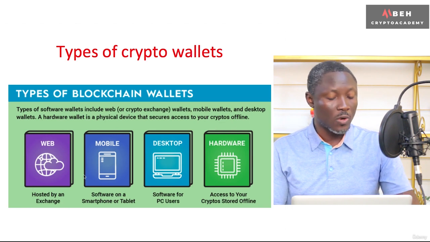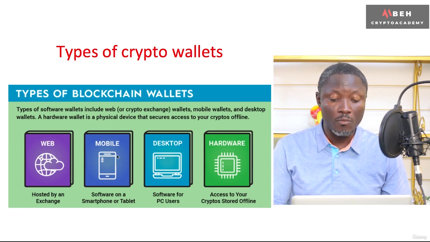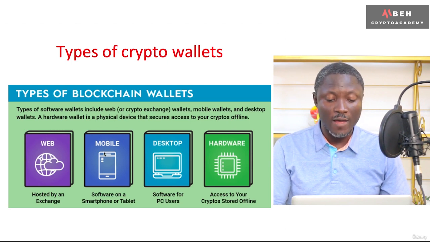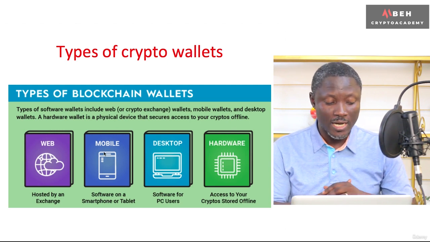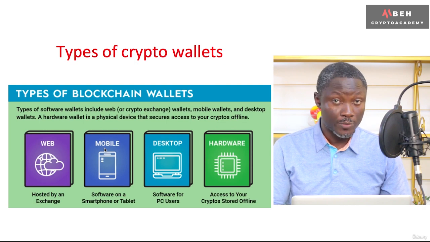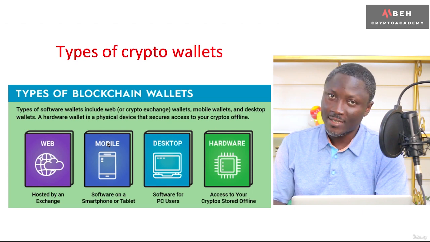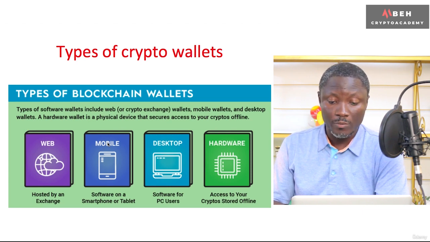And then we also have something known as the mobile wallet, or the software on a smartphone. If you have software on a smartphone, it actually holds cryptocurrencies. This is known as a software or smartphone wallet, or a mobile wallet. So that is the second type of crypto wallet.